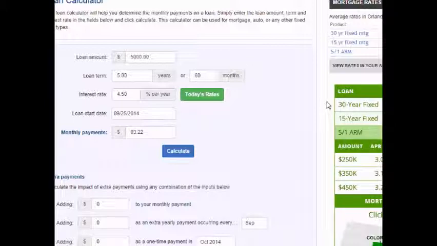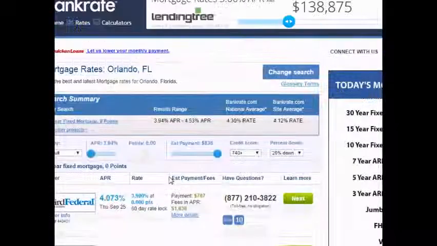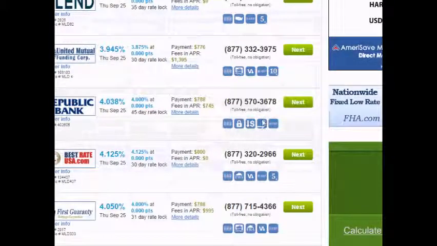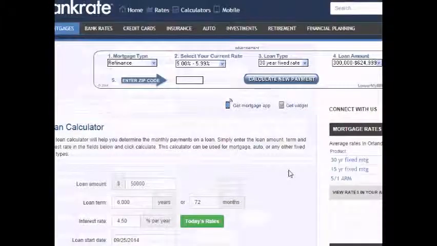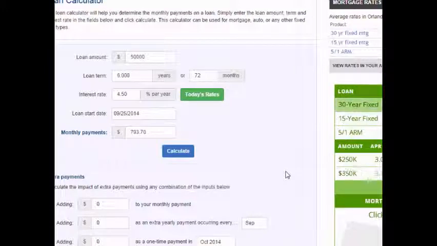So here's our loan calculator. We're going to take out, how much do you want to take out? $50,000. What do you do? 5 years? Let's do 6 years. If we're doing 4.5% interest per year, if we calculate this, it should just calculate it. There we go. Your monthly payment would be $793.70. You'd make 72 payments.